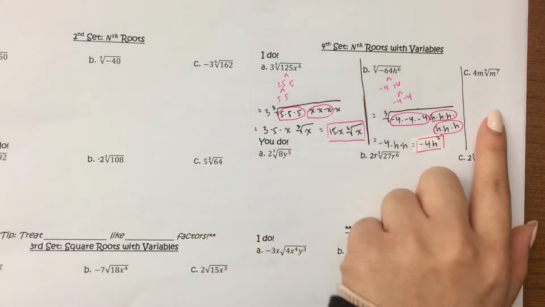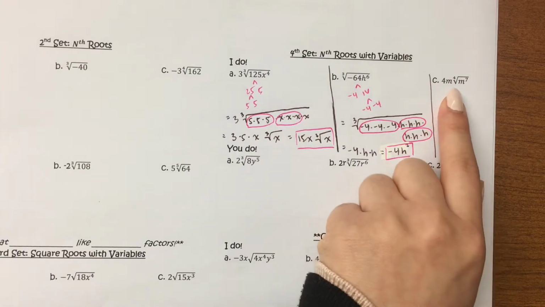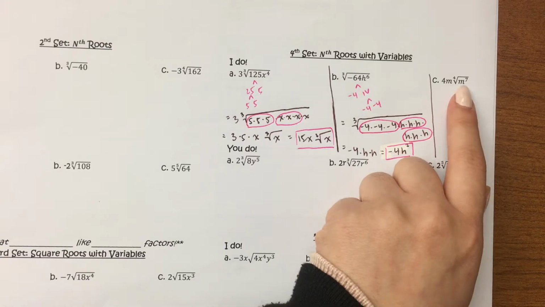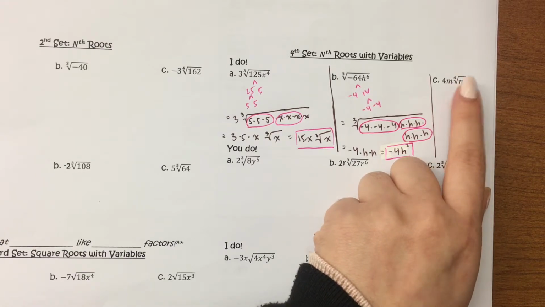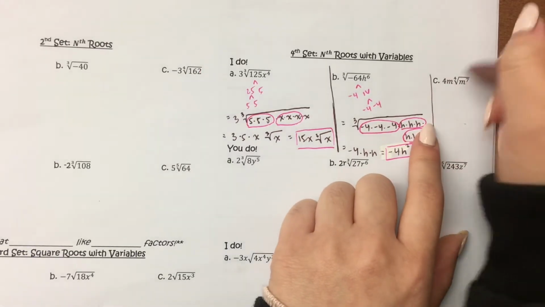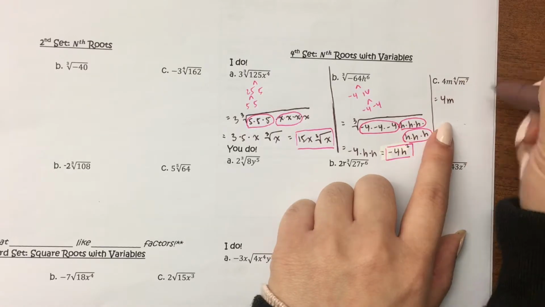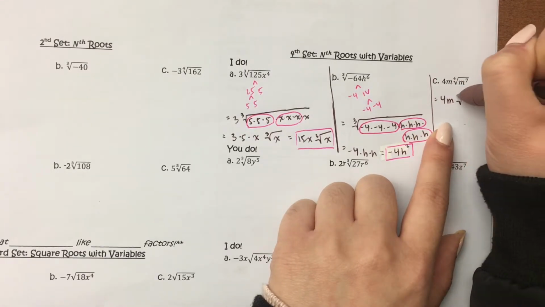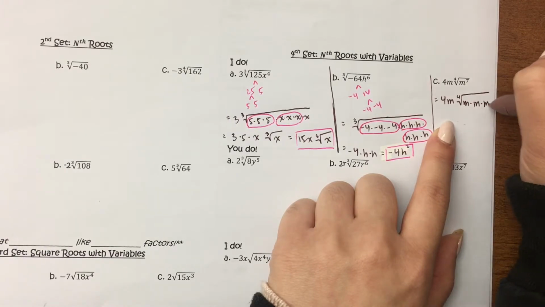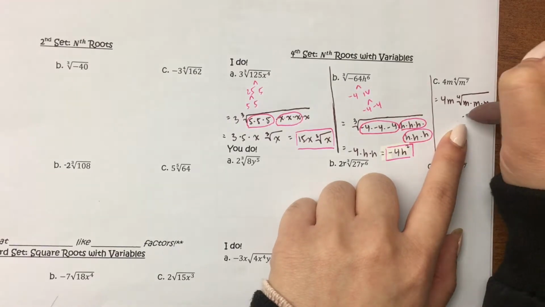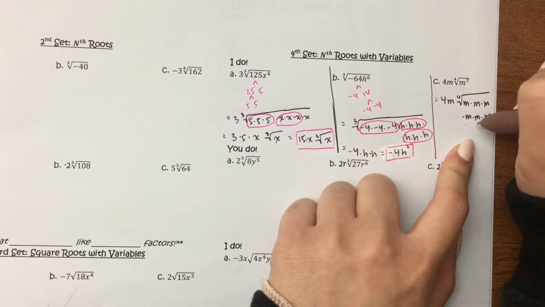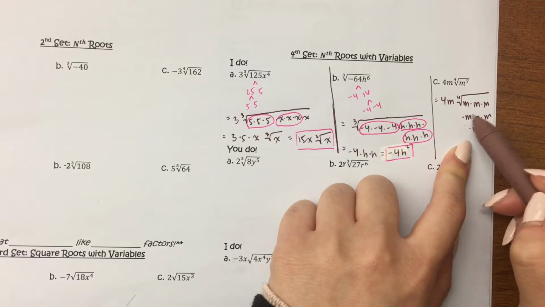All right, last one. We have 4m with the 4th root of m to the power of 7. There's no number on the inside, so I don't need to use my factor tree. I'm just going to go ahead and rewrite it with this term expanded. So I have 4m with the 4th root of m 7 times. So m times m times m. I'm going to write it down over here. Times m times m times m times m. 1, 2, 3, 4, 5, 6, 7.